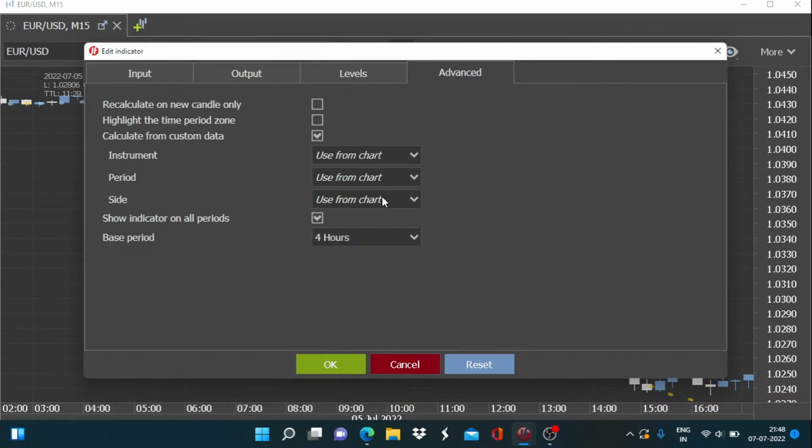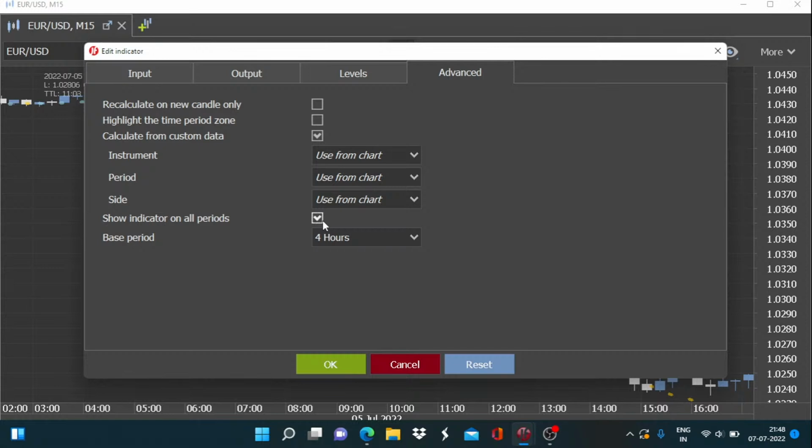Otherwise, if you want the plotting to be done whenever the chart changes, whenever the candle period for the chart changes, you simply leave the option here and use it from the chart side. You can ask for the ask side or the bid side, so these two options are also there. Then there is this option, show indicator on all candle periods. So whatever is the candle period, the plotting will be done.